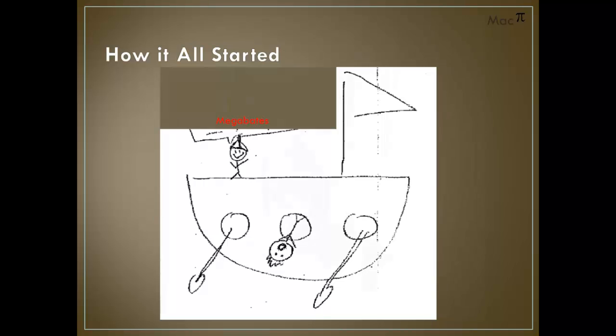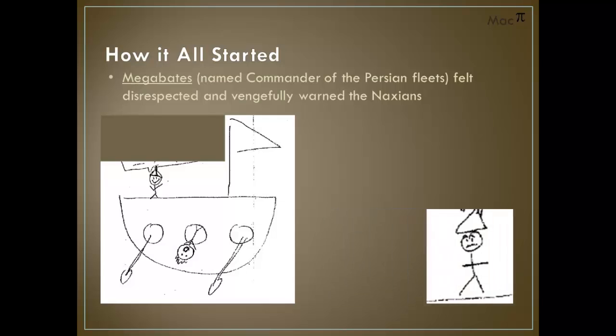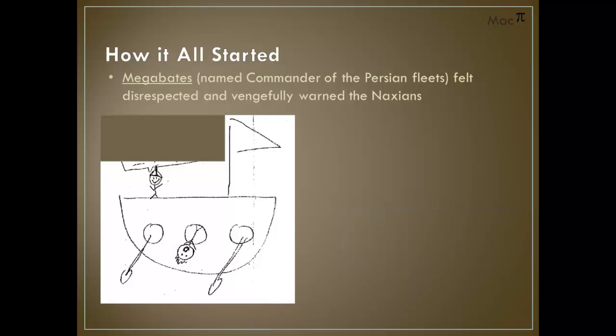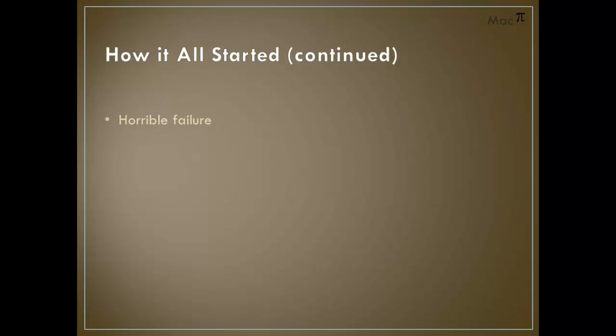Completely disobeyed, Megabates was furious, and in the night he sent a message to the Naxians warning them of the upcoming attack by Aristagoras and his Persian friends, thus sabotaging his own expedition. With this helpful hint from Megabates, the Naxians were able to successfully prepare for the siege. It lasted for 4 months. After provisions ran out, Aristagoras and the rest of the troops were forced to leave.